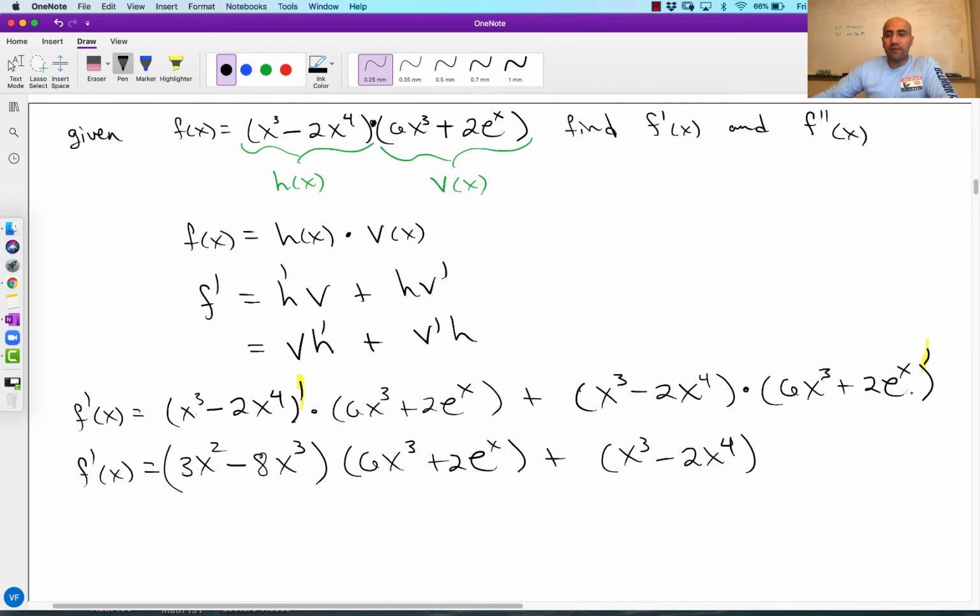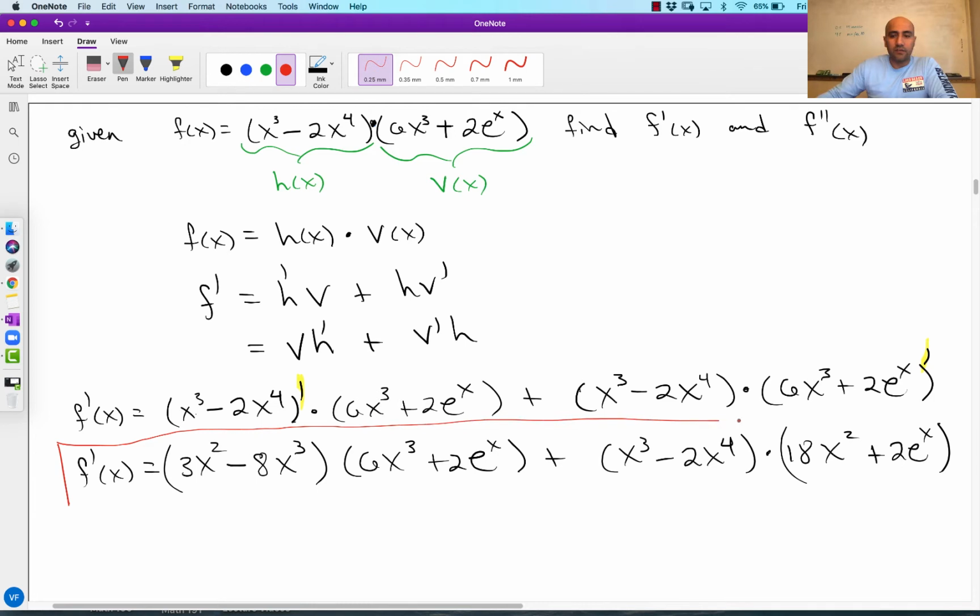Okay, the derivative of this would be equal to the derivative of each one. This would be times 18x to the second power. And then this one, well, we know that the derivative of e to the x is just e to the x. So this would be plus 2e to the x power. Good. Okay, so now that we have the first derivative, we are tasked with finding also the second derivative. Well, that's fun.